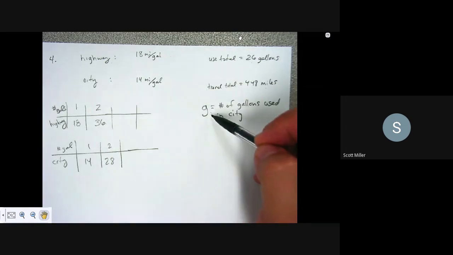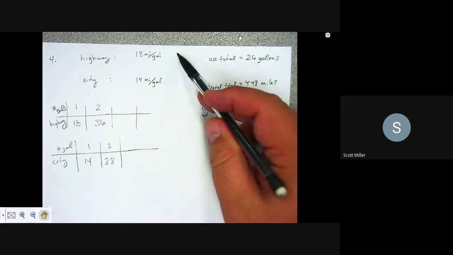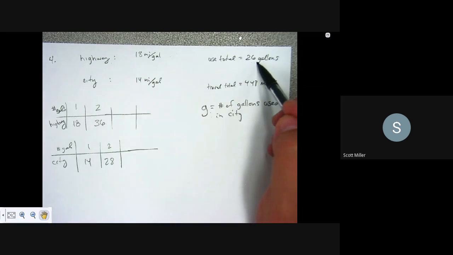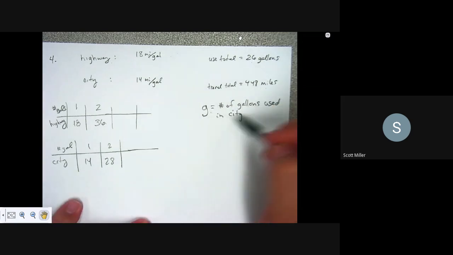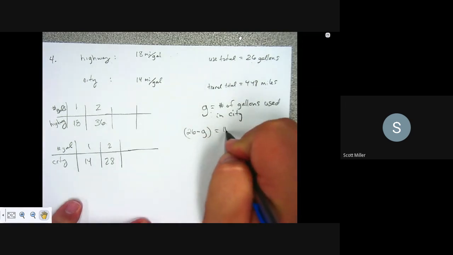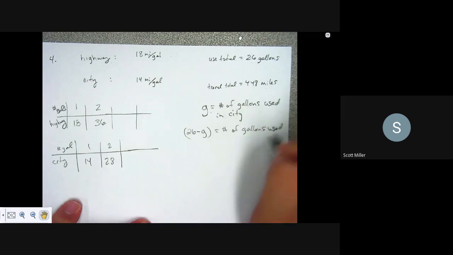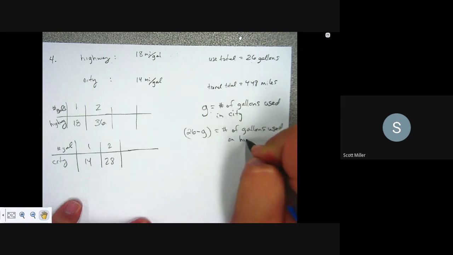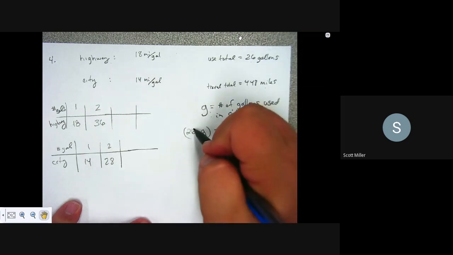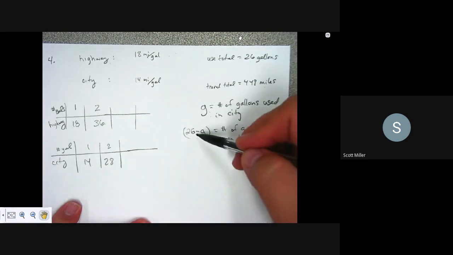If I spend 10 gallons in the city, then I must have done 16 gallons in the highway. So what I'm doing here is I'm just taking whatever this number is and subtracting it from 26. So if this is the number of gallons in the city, then 26 minus that value is the number of gallons used on the highway. And that's a concept that I want you to understand that you can do. If this is how many is in the city, then whatever's left is used on the highway.